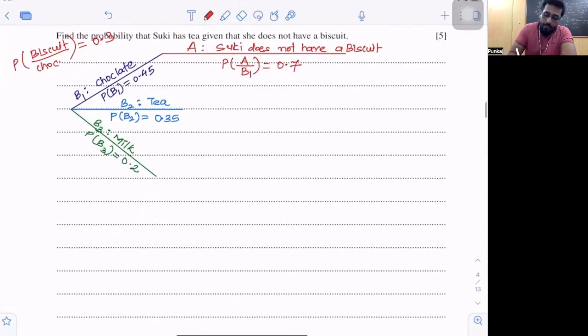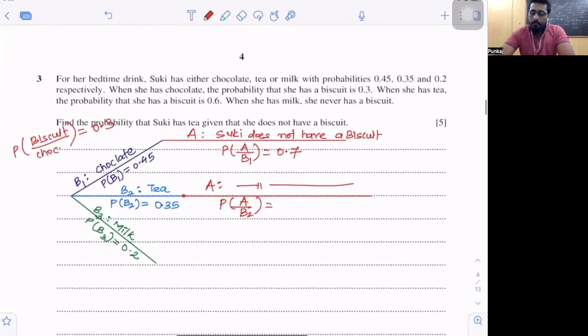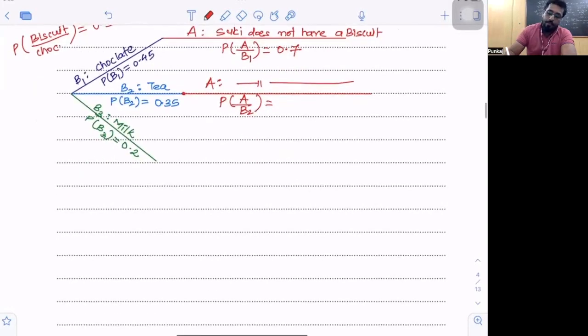Can you now also tell me what would be the probability over here? So A is still the same. Suki does not have a biscuit, but this time probability of A under B2 is going to come, right? So Suki is not having the biscuit, but she has already taken tea. So you know that when she has tea, the probability that she will have a biscuit is 0.6, right? Then what's the probability that she has taken tea, but she has not taken a biscuit? It will be 0.4. So probability of A under B2 is 0.4, right?